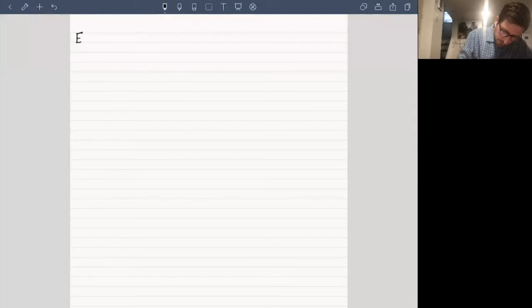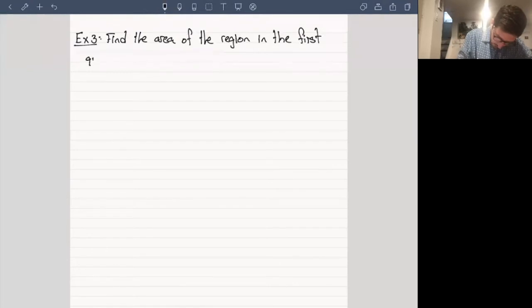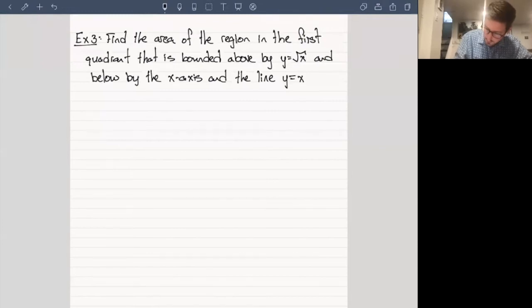So this is example number 3 today. And this asks us to find the area of the region in the first quadrant that is bounded above by y is equal to the square root of x and below by the x-axis and the line y is equal to x minus 2.